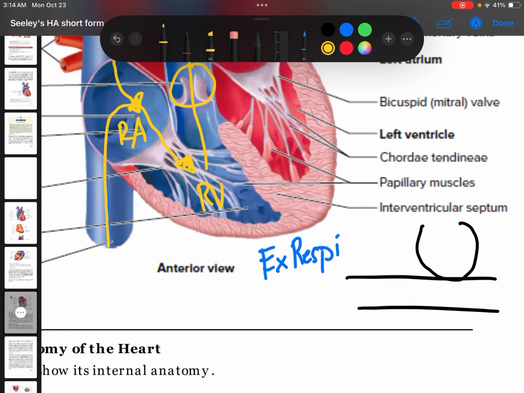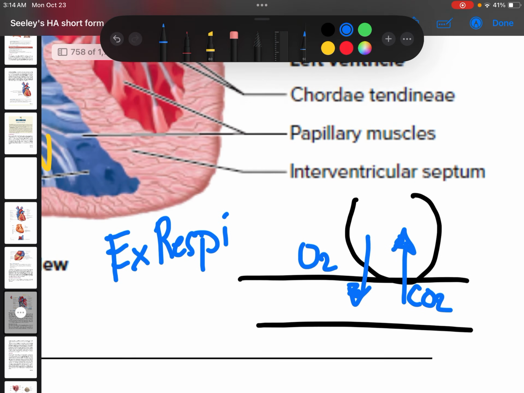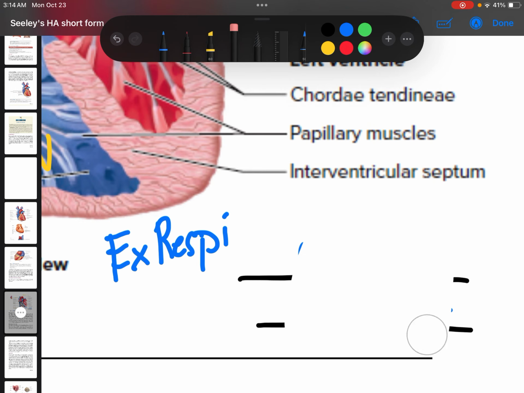Now, class, in your external respiration, oxygen from the alveoli will enter the bloodstream, whereas carbon dioxide from your bloodstream will exit the bloodstream and enter the alveoli to be excreted during expiration. So class, external respiration will turn unoxygenated blood into oxygenated blood.